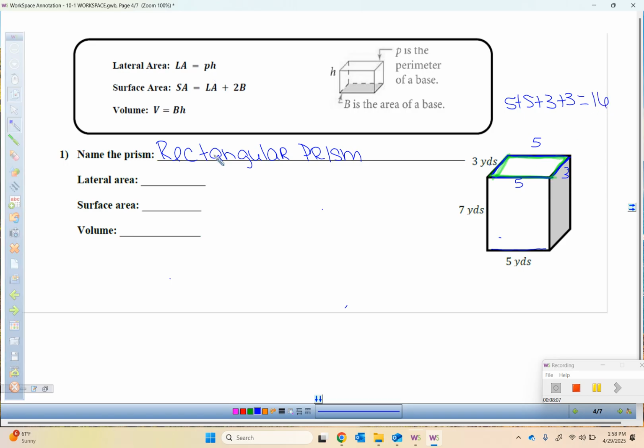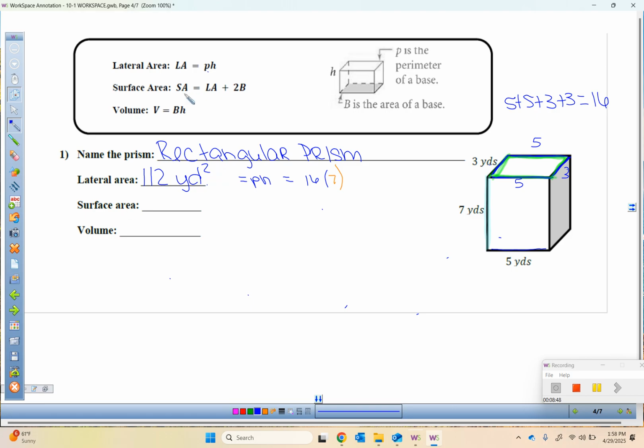So my little p here, I'm going to put this equals little p h, and little p is 16. And what is my h? H stands for height. And this is going to be my height right here. 7. Very good. So my lateral area is simply 16 times 7. And I think we get 112, does that sound right? 112 yards. And this is area. I don't need the S on the end. This is area. And remember, area is always squared because area is 2 dimensions, okay?